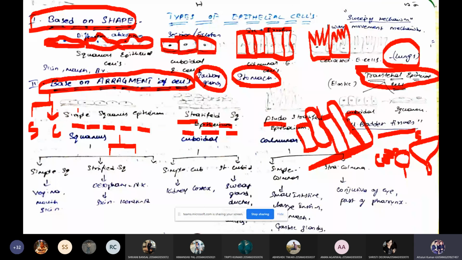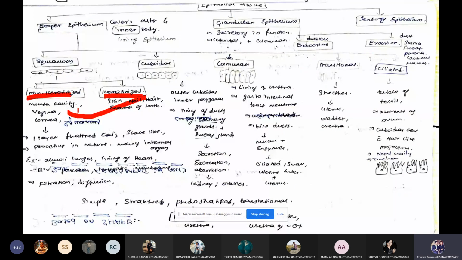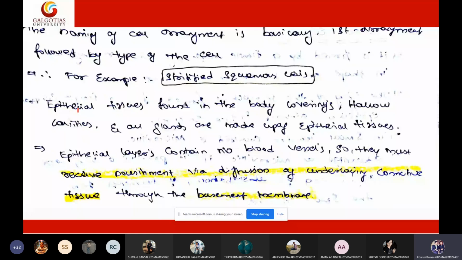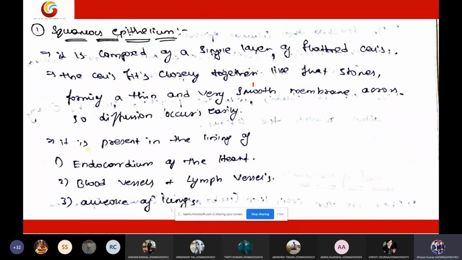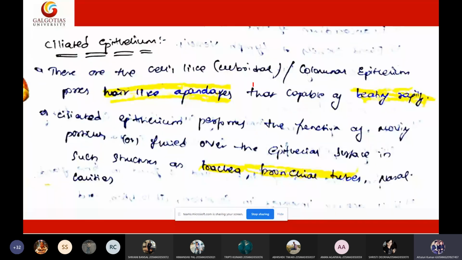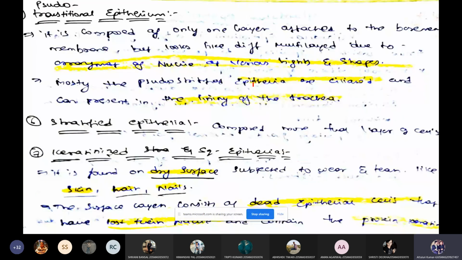So these are the general notes of whatever things I said. The naming of arrangement depends upon their types. So here we have stratified squamous epithelium, then squamous epithelium, then we discussed cuboidal. That means this depends upon their shape. Depending upon their shape, we have squamous epithelium, cuboidal epithelium, columnar epithelium, and ciliated epithelium. Then depending upon their arrangement, we have simple epithelial tissue and stratified epithelial tissue.